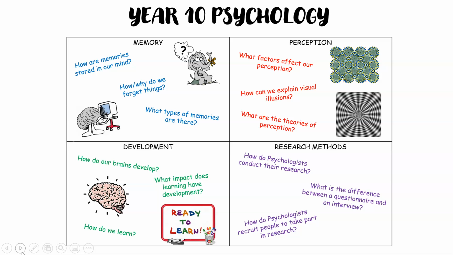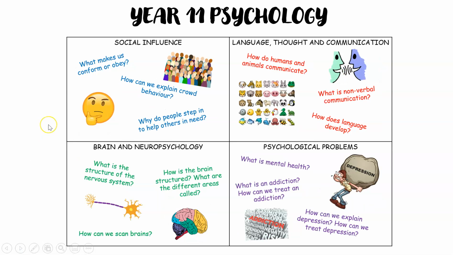So that's Year 10 and what we cover in Year 10. That's obviously a very brief overview with some key questions there for us to consider. And then looking at Year 11 psychology, starting off with social influence.